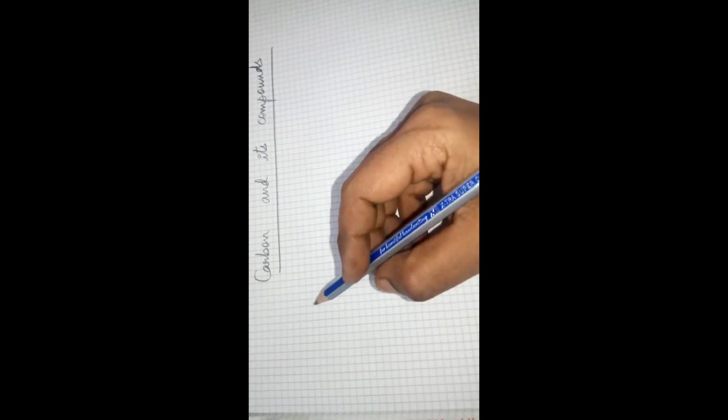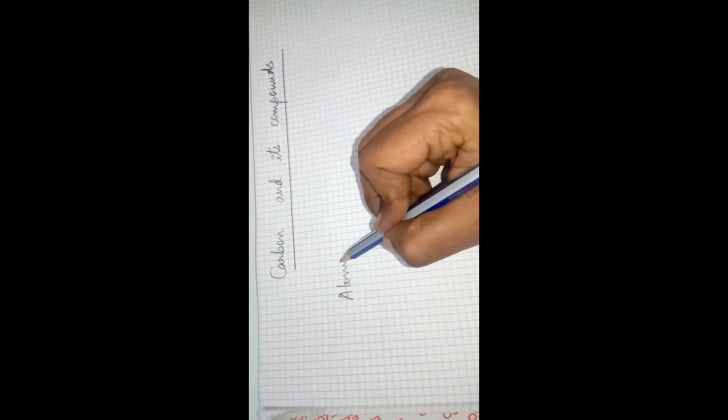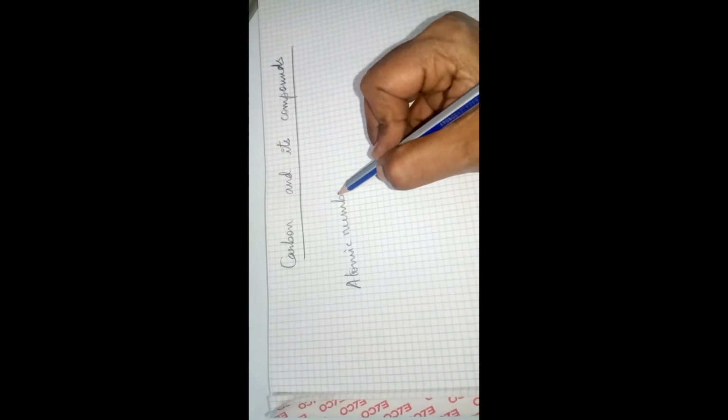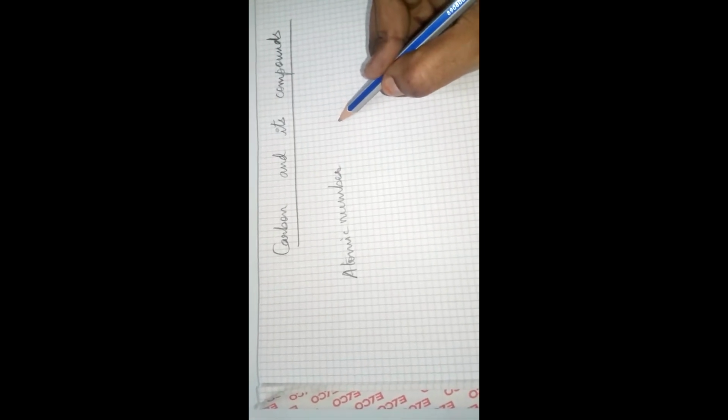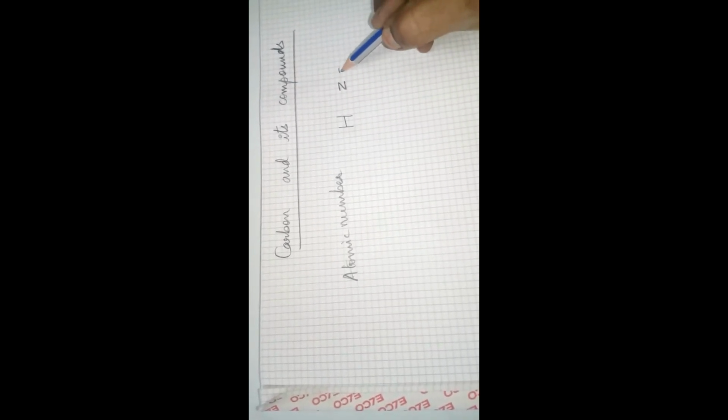So, as a start, let us look into the next chapter, carbon and its compounds. Already you know some basic details about the elements, for example, atomic number. Any element will have its symbol. For example, the first element is hydrogen. So, hydrogen, the atomic number Z is equal to 1.